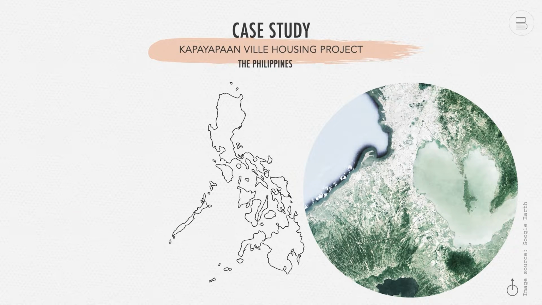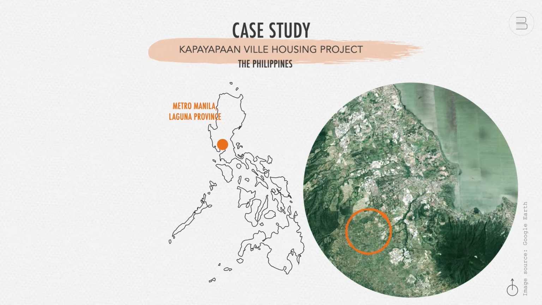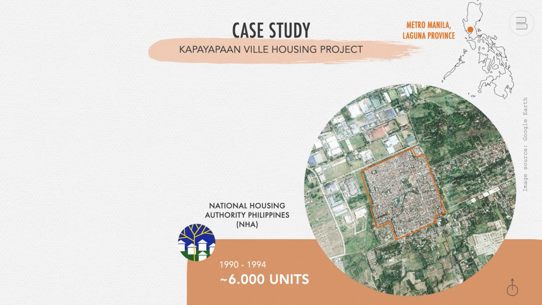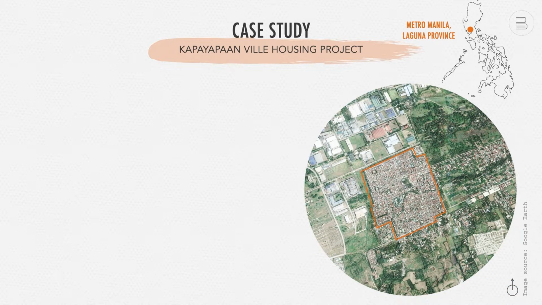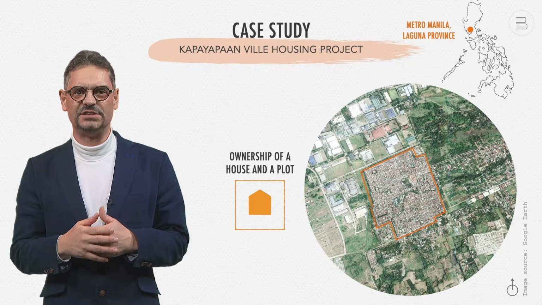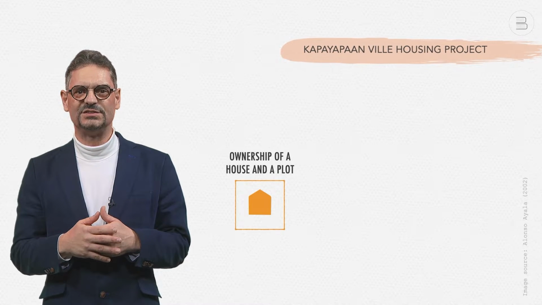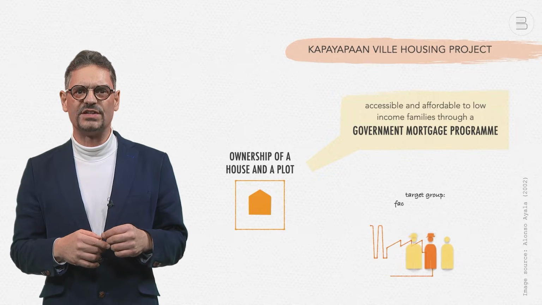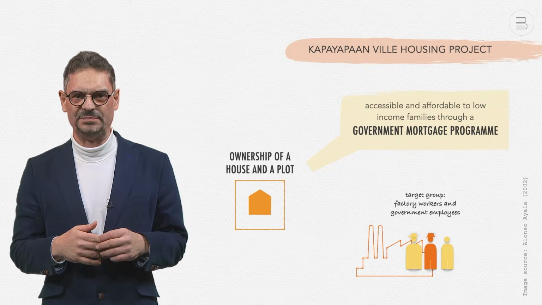The project, called Kapayapanville Housing Project, is located in an industrial town near Metro Manila. It was implemented by the National Housing Authority of the Philippines between 1990 and 1994 and included approximately 6,000 housing units. The housing approach taken was to give people ownership of a house and a plot. This was made accessible and affordable to low-income families through a government mortgage program. The target group were factory workers and government employees of the vicinity.